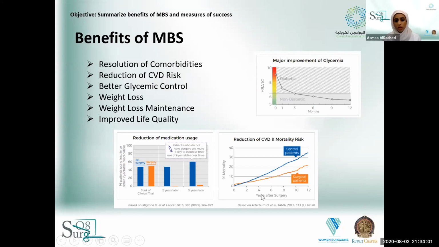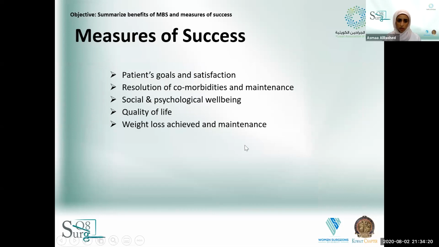These are some of the publications here. For example, JAMA 2015 showed that surgical patients have much less cardiovascular and mortality risk compared to patients who did not get surgical treatment. And the same thing when you look at medication, because it's not only the resolution, but also the requirement of medication, with far fewer patients requiring medication after bariatric surgery. When we talk about success, there are goals for the patient, and there are the goals of you as the surgeon and the caregiver. We always look at glycemic control and so on, but it's also important to remember that this is the patient's disease and this is the patient's life.